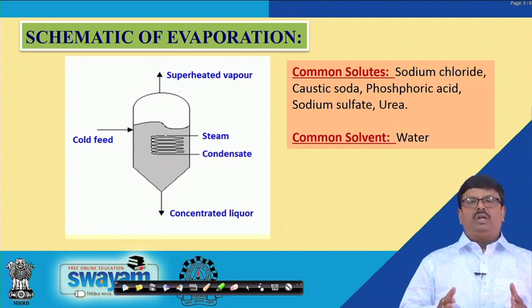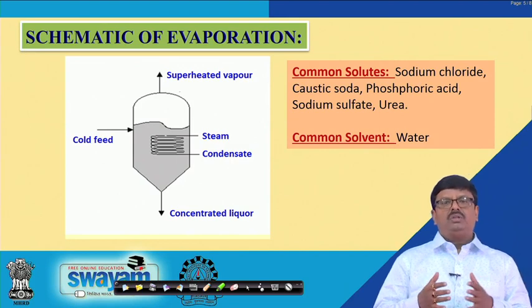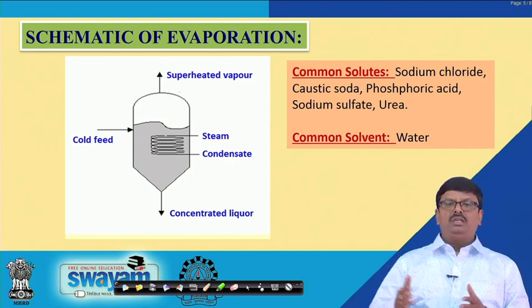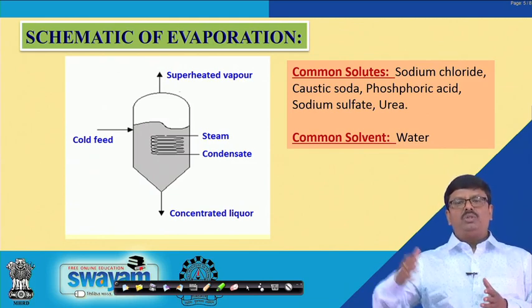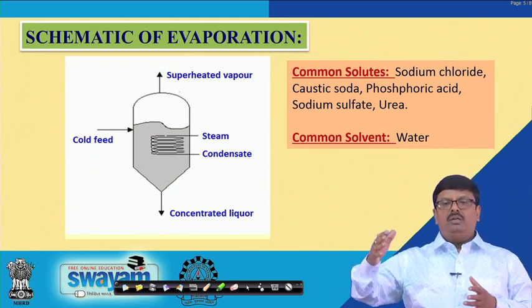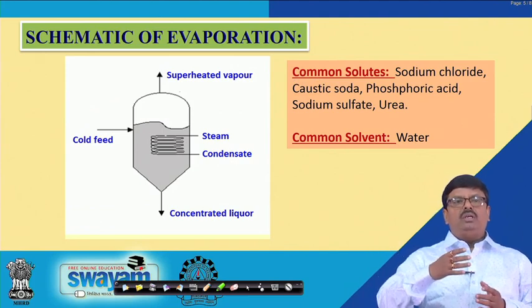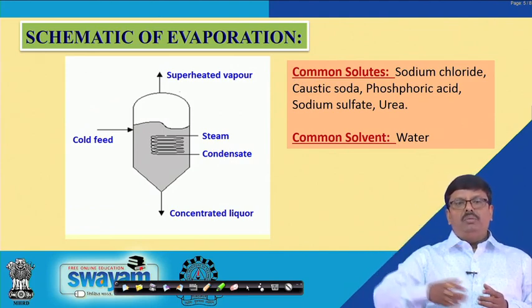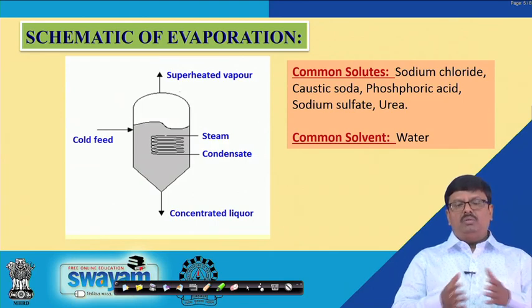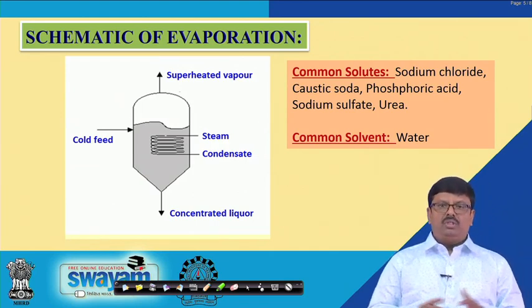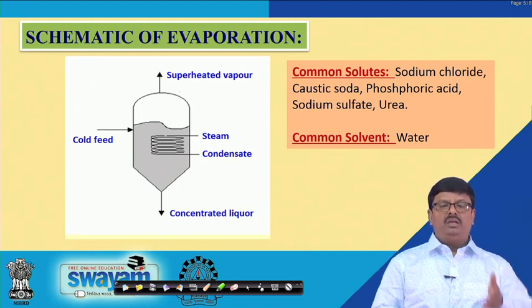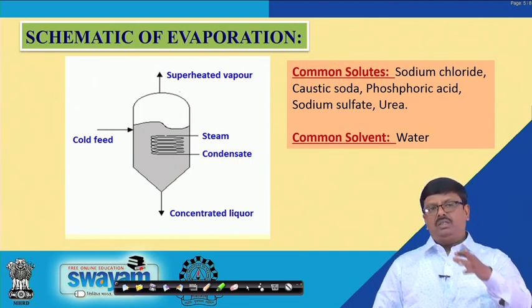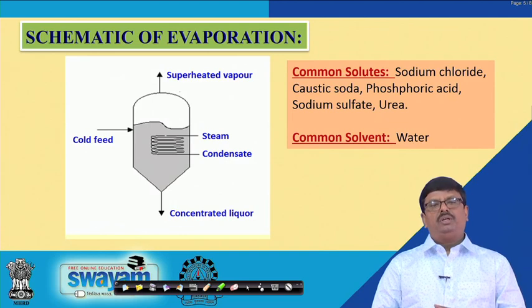And as the process proceeds, the concentration of the liquor will go on increasing, and the solvent will be vaporized. The superheated vapor will start being produced, and gradually it will be released from the top of this evaporator, along with the concentrated liquor. So this is the aim of the evaporation process, where the concentrated liquor is the desired product, and that we get from the bottom of this evaporator.